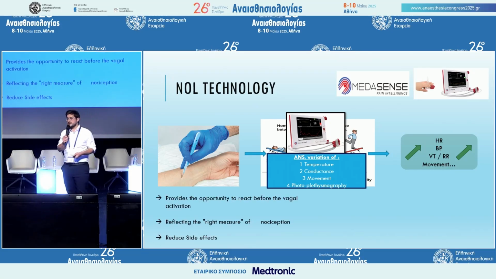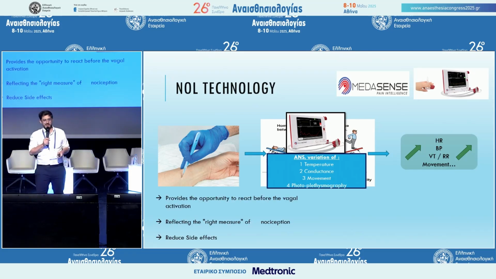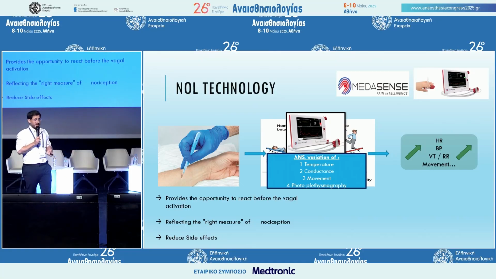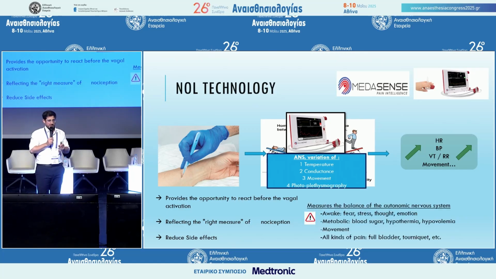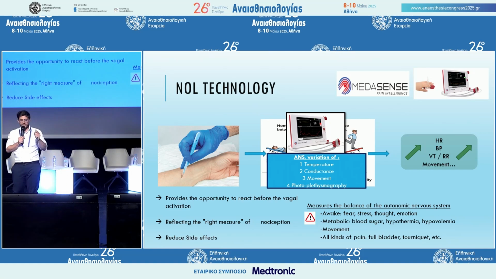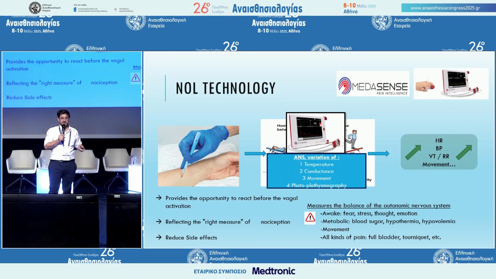And this is really important because it provides the opportunity to react before the sympathetic activation. I'm just reaching for the right measure of anti-nociception. And of course, I'm reducing my side effects like we said. I just want to tell you that you need to learn this monitor because it's really a practical one. It's measuring the vagal tonus, and many other things can impact this monitor, but you have to learn how to use it.